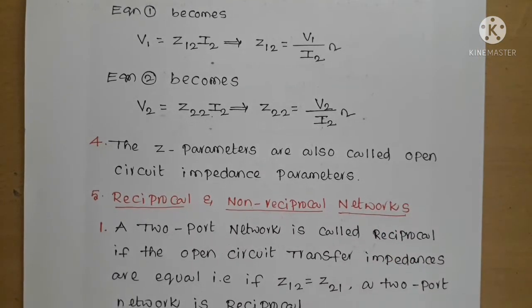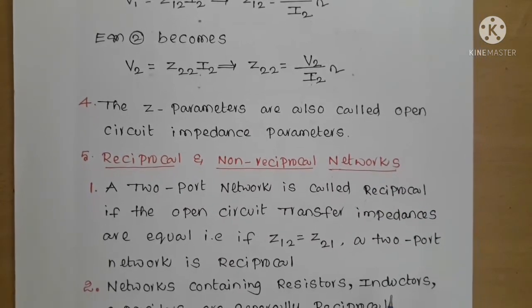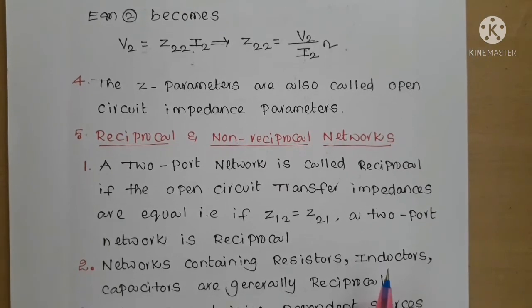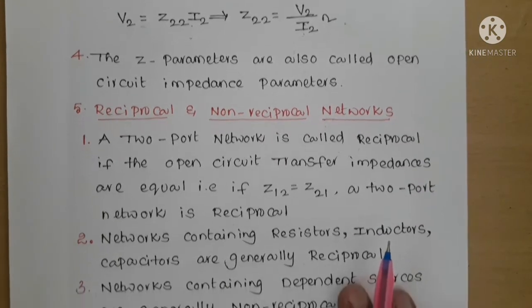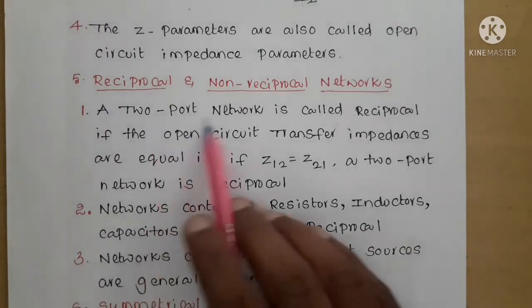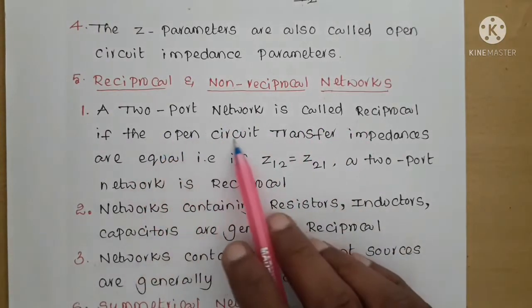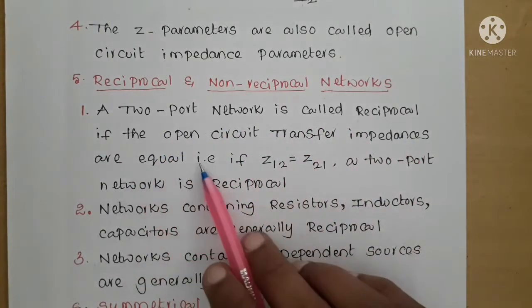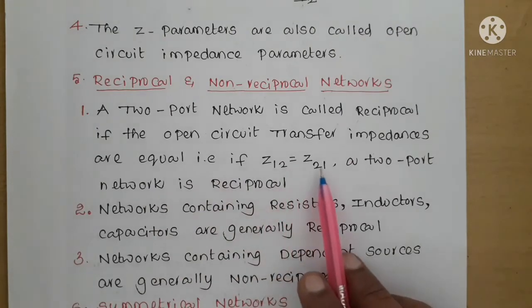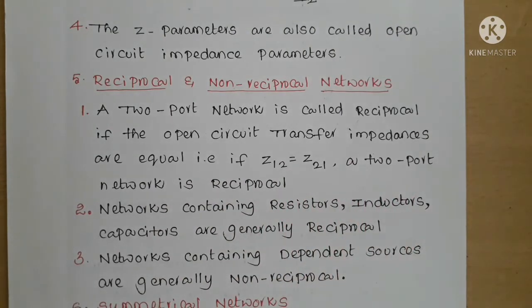Now we have to check whether the given two-port network is reciprocal or not. So, reciprocal and non-reciprocal networks. A two-port network is called reciprocal if the open circuit transfer impedances are equal. That is, if Z12 equal to Z21, the two-port network is reciprocal. Based on the Z parameters, we can say whether the given two-port network is reciprocal or not. If Z12 equal to Z21, we can say the given two-port network is reciprocal.